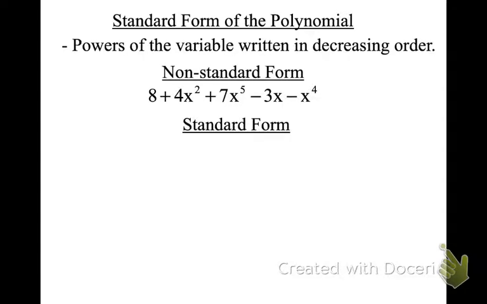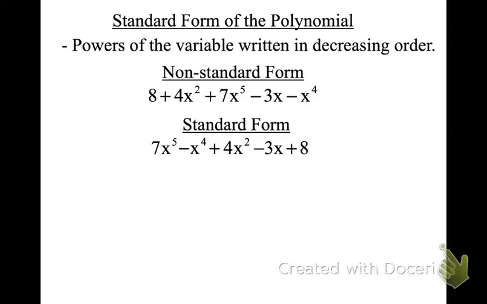Okay, we're going to put this in standard form. -x to the 4th has the biggest exponent, so I write it first. Oh, wait, whoops, I didn't see that. Sorry, 7x to the 5th. Then we go with -x to the 4th because that's the next biggest exponent. Then we go with 4x squared, positive 4x squared. The sign travels with it. And then we go with -3x. And last but not least is our constant term, plus 8.